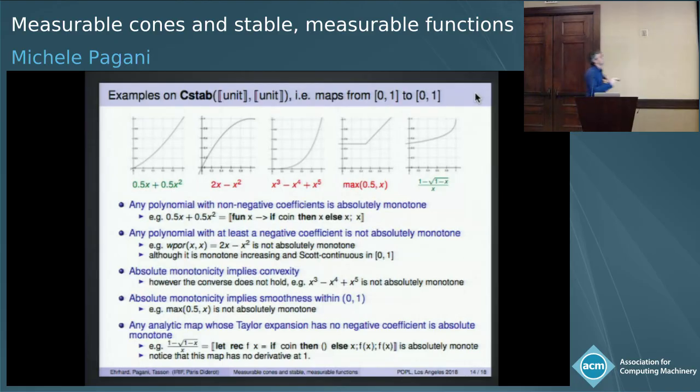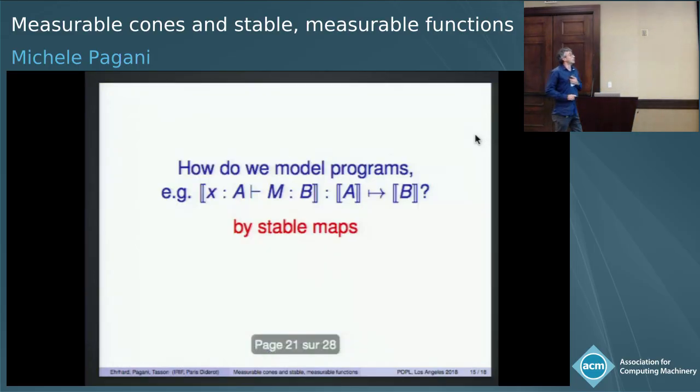So for example, this function here that is Scott continuous is not stable because it is not infinitely differentiable, we cannot differentiate it here. And these other 2 functions are not stable because they contain some negative coefficients in the power series, in the polynomials as they are. Good. So our programs will be modeled by stable maps.